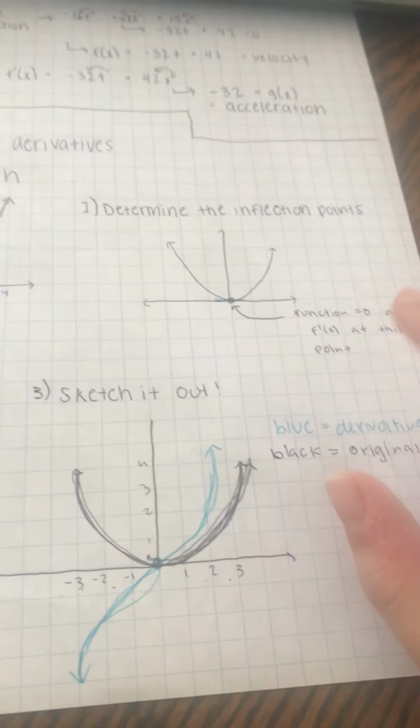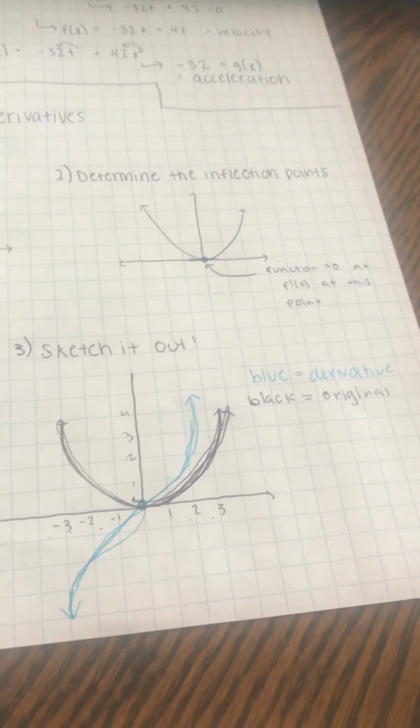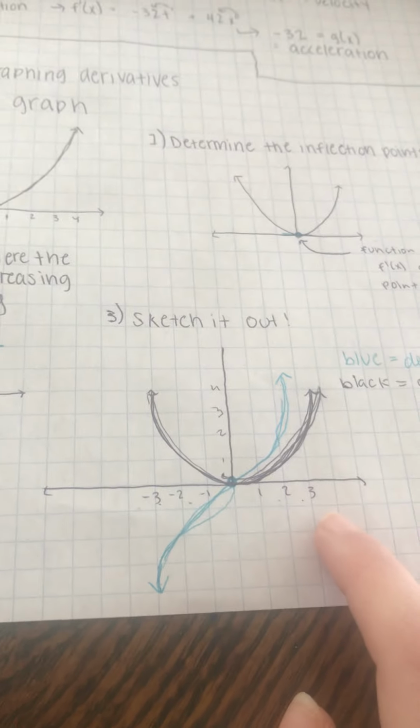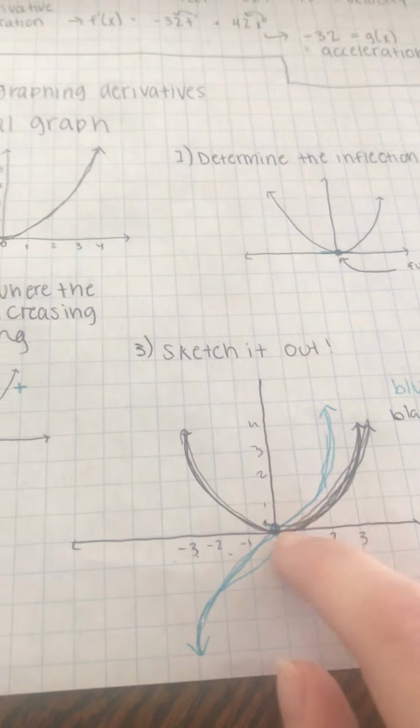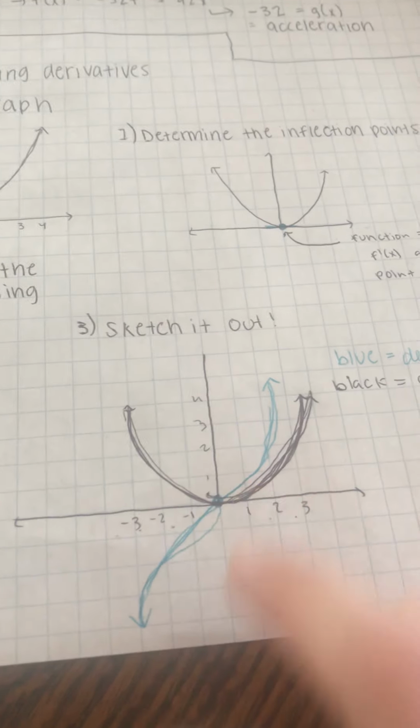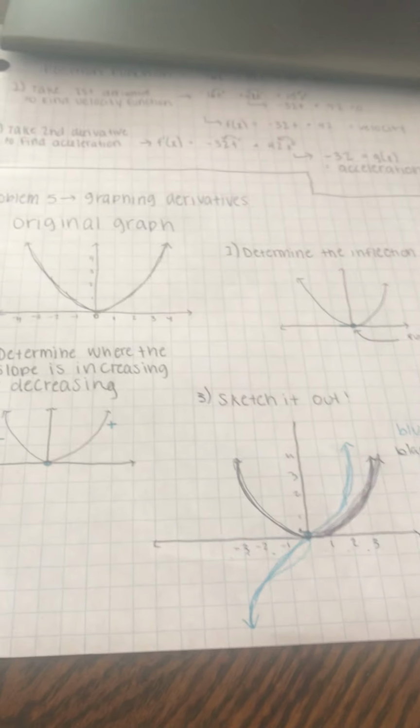I didn't put it here, but any point where you have the inflection point, it's going to go through the x-axis. That's something we went over, so that's why we have this little intersection here. But yep, that's what I did. Ta-da, the end.